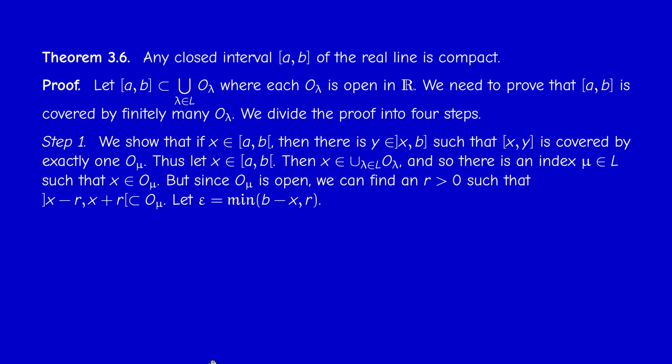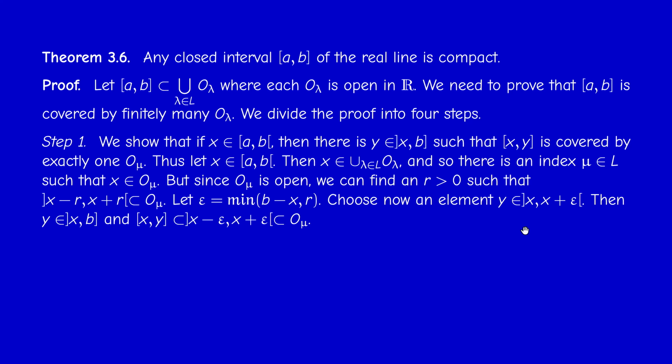Okay, and now take epsilon to be the smallest between the numbers b minus x and r. You'll see why I need to choose epsilon in this way. So first reason, if epsilon is less or equal than r, then (x minus epsilon, x plus epsilon) is contained in this interval (x minus r, x plus r). Now choose an element y strictly between x and x plus epsilon. Now the assumption that epsilon is less or equal than b minus x means that x plus epsilon is less or equal than b. Then actually y is less than b.